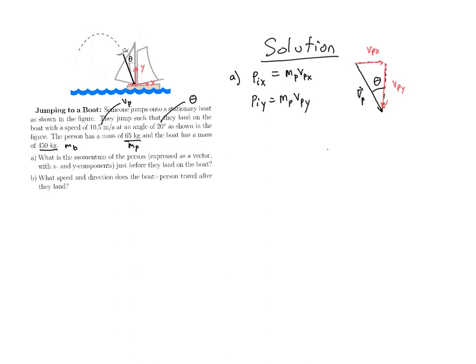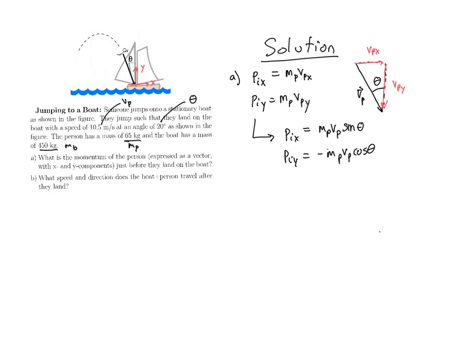So based on a little triangle, we can tell that vpx will be the sine of that angle times vp, and vpy will be the cosine of that angle times vp. To be really careful, we need to see that vpx is in the positive x direction, so it gets a positive sign, but vpy is actually in the negative direction, so we need to make sure that we make that negative. So there are my two components in the x and y directions.